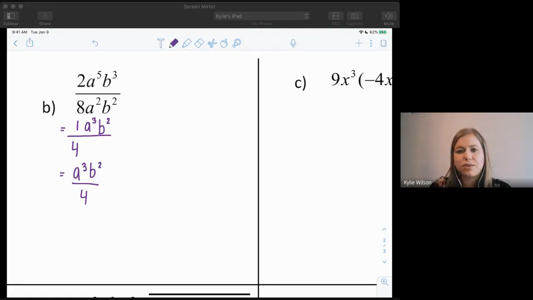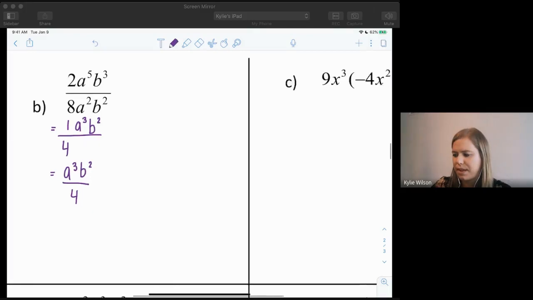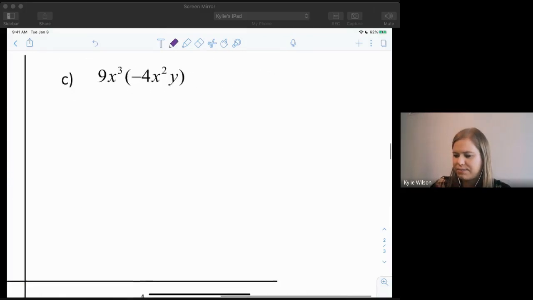It's also helpful to now see where things go when we were canceling them earlier with our rational expressions. So you can kind of see how we had 5 a's on top, 2 on the bottom, so we're only left with 3. So everything kind of starts to come full circle now when we go through these. All right, let's try another one.